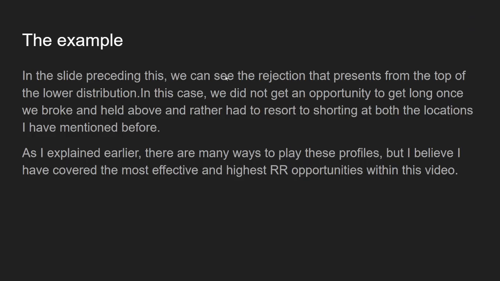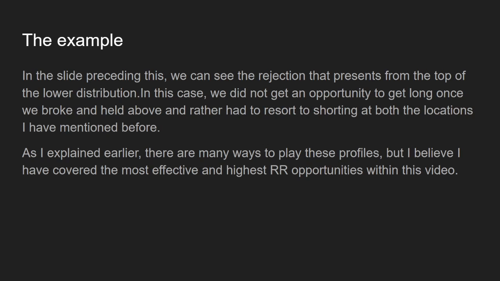in the next slide. So in the slide preceding this, we can see that there is a rejection or a reaction that presents from the top of the lower distribution. This was the trade example I discussed in, I believe, the first slide. In this case, we did not get an opportunity to get long once we broke and held above, and we had to resort to shorting at both the locations that I had mentioned before. We only got to one of those locations. We didn't trade into the second location.